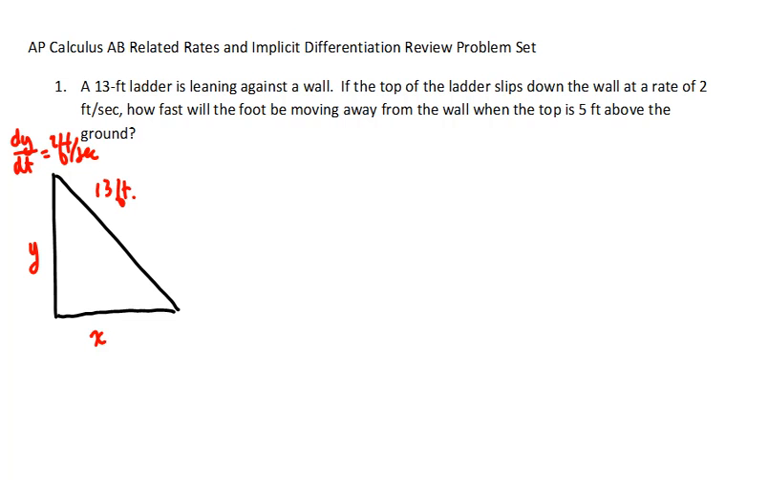If we consider the distance of the foot away from the wall to be the x-axis, or the x value, then as y slips down, x is going to increase, since the hypotenuse, or the ladder, is a constant 13 feet in length. And what we're trying to determine here is dx/dt, or the rate at which the foot is moving away from the wall at the instant when the top is 5 feet above the ground. So we've written down all of the information related to the problem, what we're given, what we're looking for, and a diagram of the situation.